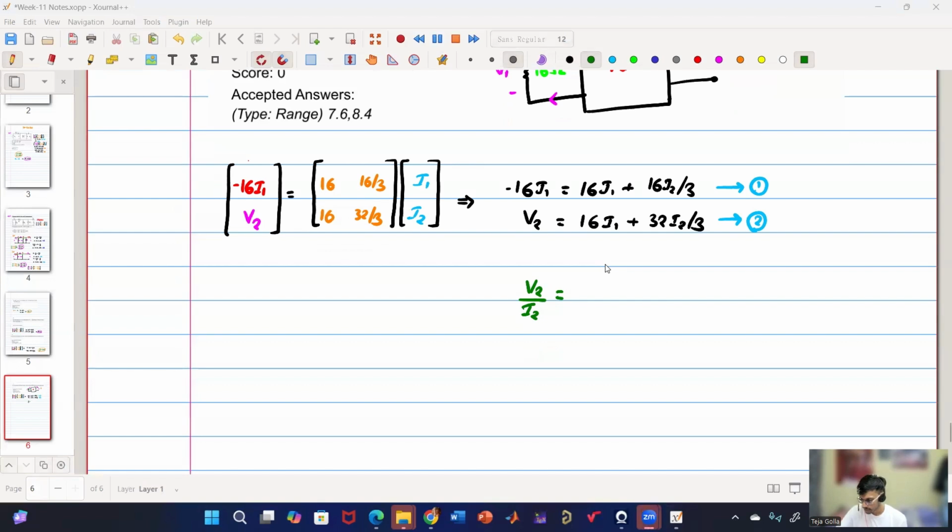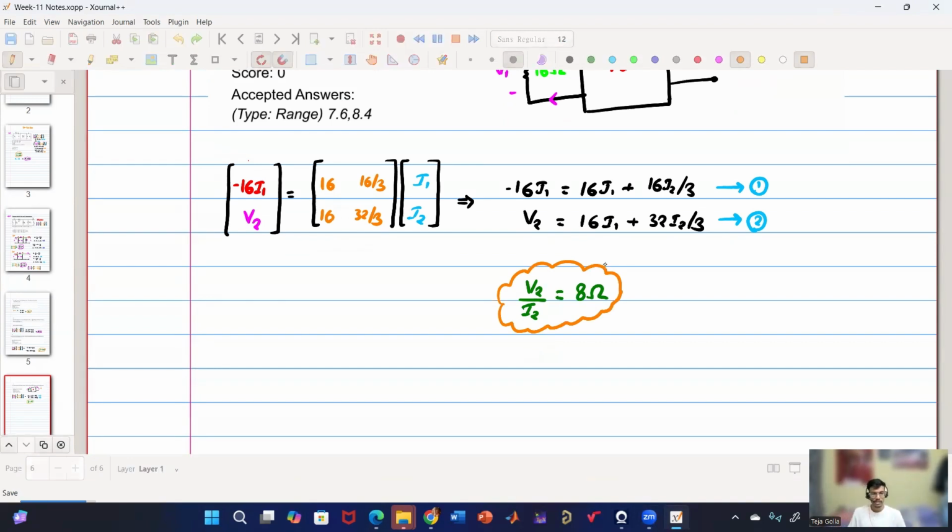Nandini is saying 8. Let us see, 8 what, sir? 8 ohm, right? Actually, yes, sir. 48 by 6, 8. Yes, sir. Okay, 8. Good. So it will be 8 ohm. I hope others are also calculating. Let me just wait for others.